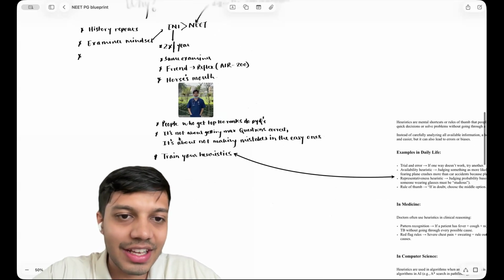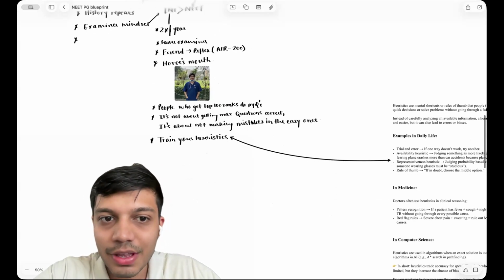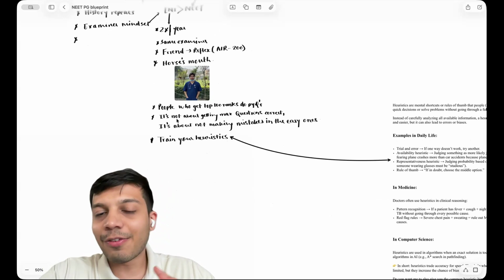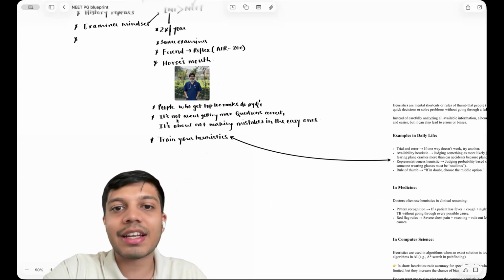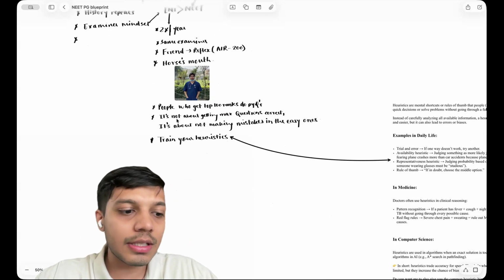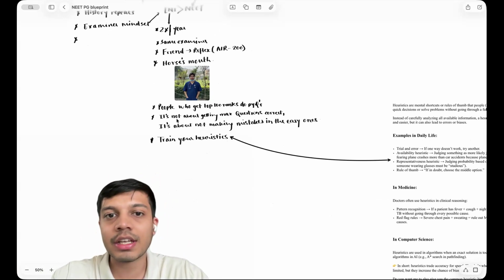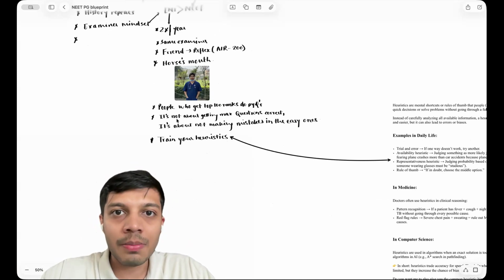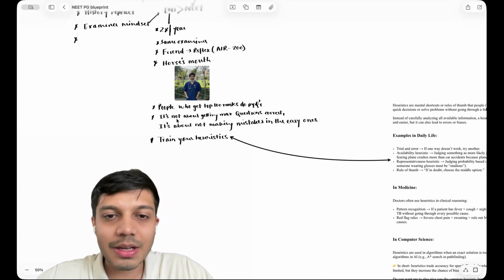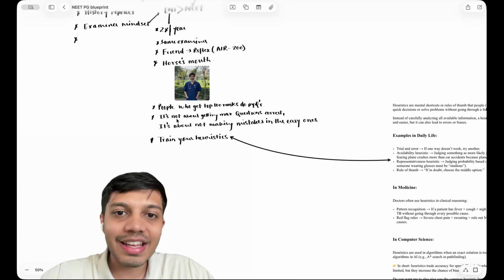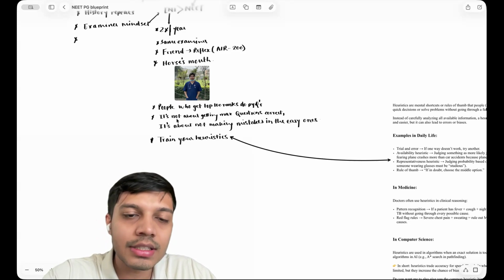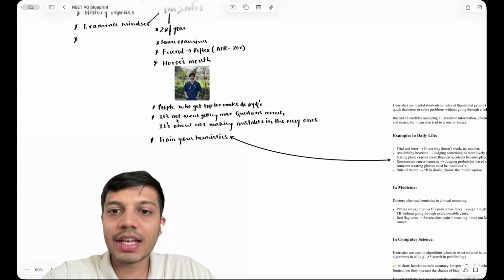Another thing I would like to share is that people who get top 100 ranks do PYQs. If the paper is extremely eccentric and atypical, like something that has never happened in the past 10 or 12 years, but somehow it does this time, even the toppers who've done PYQs will be affected by that. So PYQs are the base and you cannot ignore them. And it's not about getting the maximum number of questions correct. It is about not making mistakes in the easy ones.